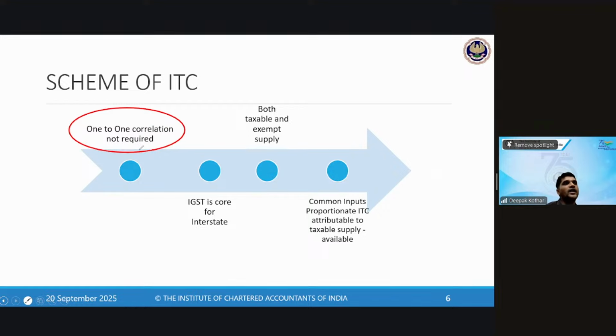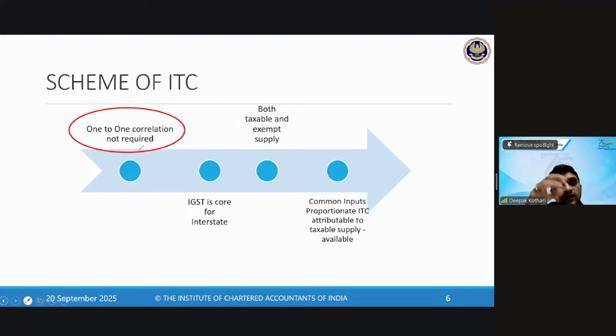Means what? I have procured 10 suitcases. I paid GST on that. I have procured 15 bags. I have paid GST on that. And this month, I have sold in a combo, a suitcase and a bag. So whatever input tax I have, that is like a full dump. I don't have to see which one I procured, which one I purchased, and which one I sold.